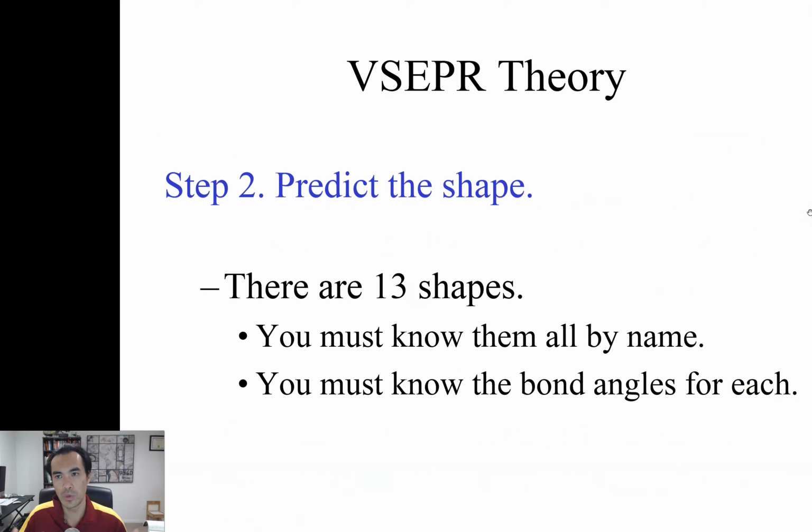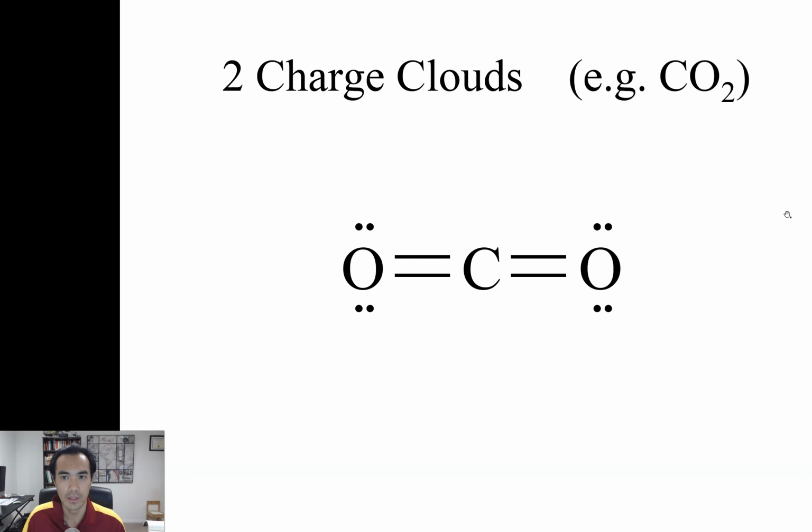The second thing we're going to do, once we have defined that, is talk about the shape. There are 13 shapes, and you must memorize these by name and by angles. There's no other way around it. My recommendation is get that list and get going so that you can start memorizing these shapes and these angles. All right, so let's take a look at the first example, carbon dioxide.